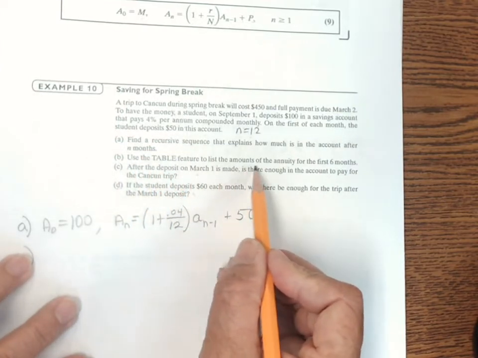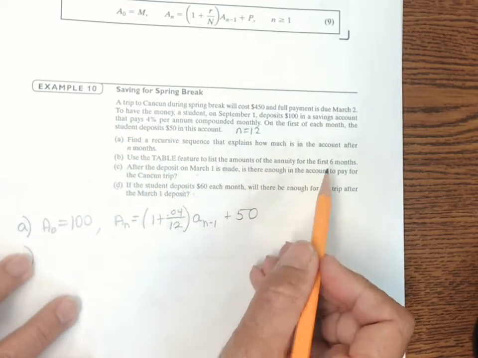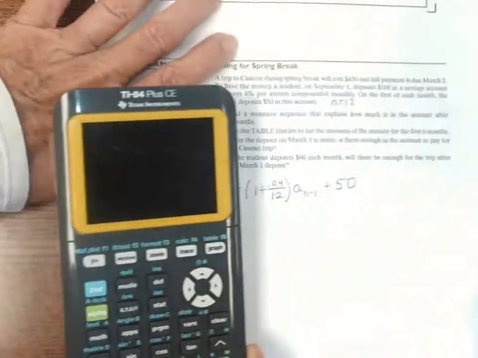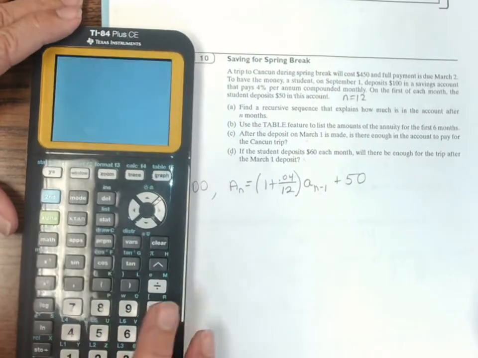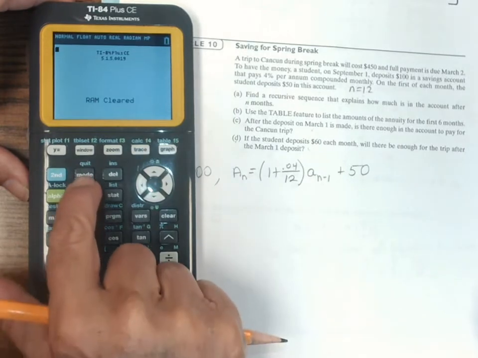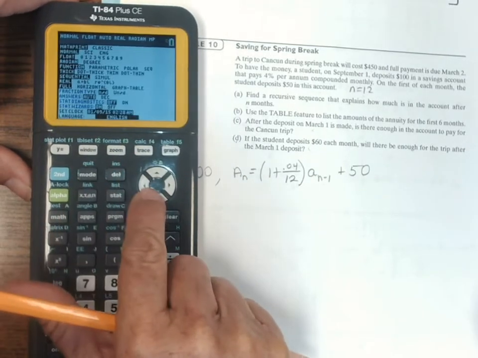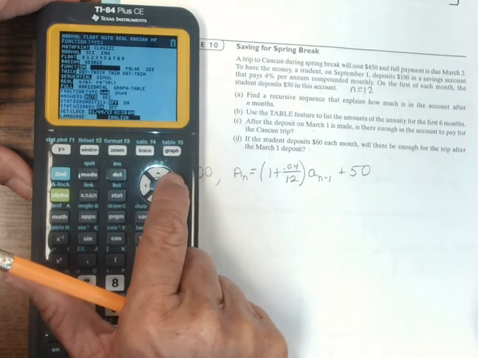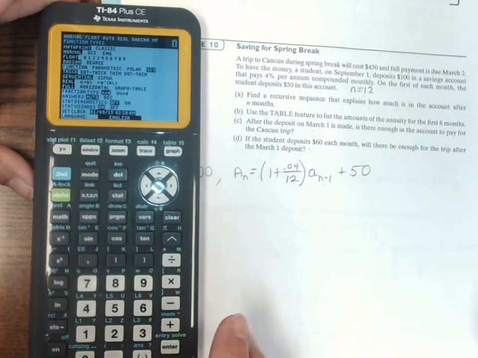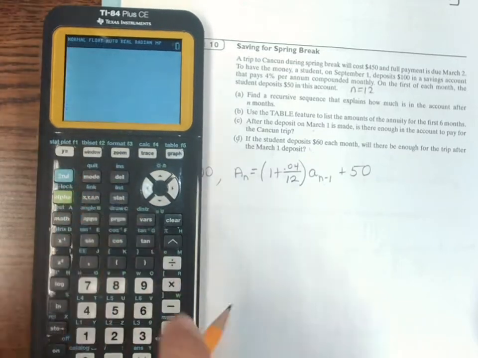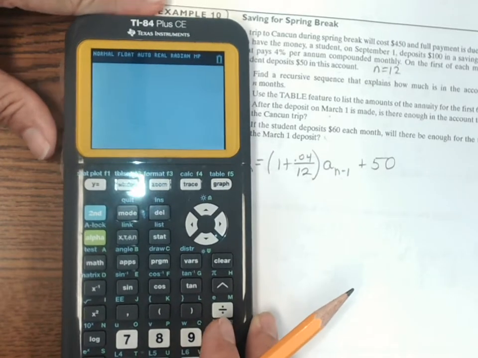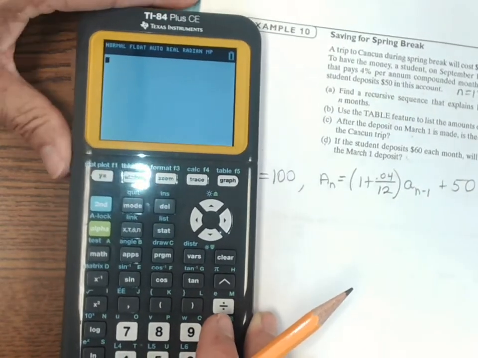Now it says use the table feature to list the amounts of the annuity for the first 6 months. Well, this is going to take quite a bit of calculator work, and we have not done this yet. So let's go through how to enter a sequence in the calculator. The first thing you need to do is go to Mode and come down to change. Instead of function, we want to be on sequence, and hit Enter. And then we'll quit out of there.